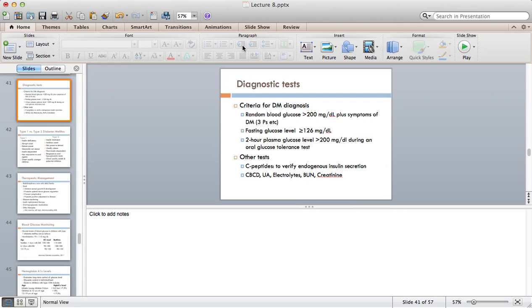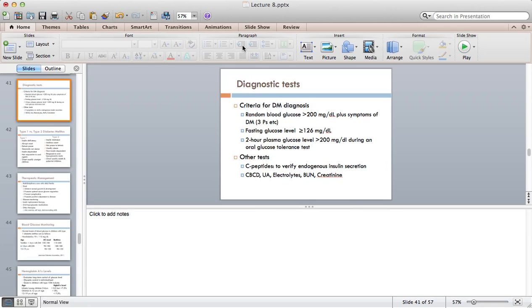Or we can do a 2-hour plasma glucose level when we do the oral glucose tolerance test. You know that you covered that when you did gestational diabetes and you're doing a glucose tolerance test: you have to draw the blood, give them the glucose to drink, and then you draw the blood and look at the blood level. So we do that and we find more than 200 milligrams during a 2-hour oral glucose tolerance test. That would be another way to diagnose diabetes.